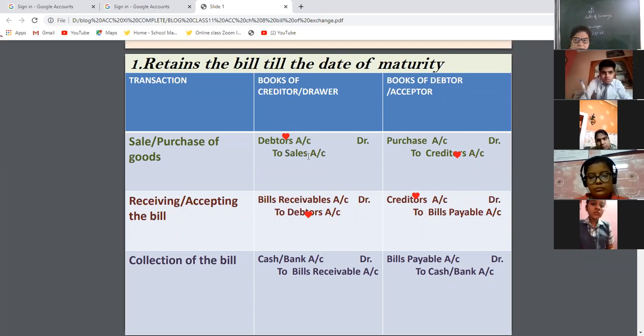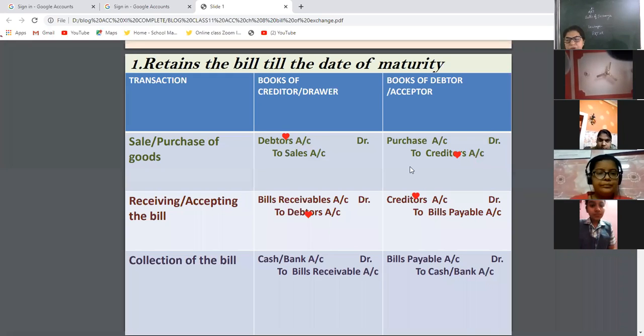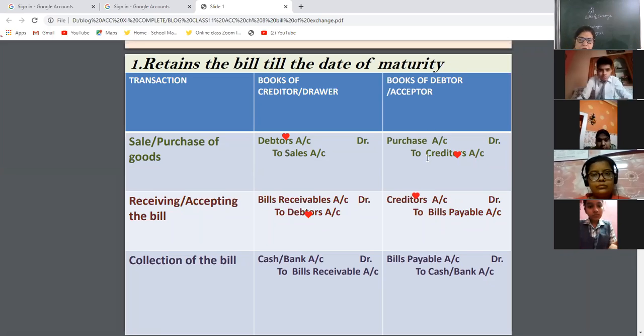Debtors to sales, that will be the same in every condition. Tanish, please keep your video on. And that will be purchase to creditors. Why do you switch off your videos frequently, my dear? Don't record it. Don't take screenshots. I am giving you time to note it down, beta.